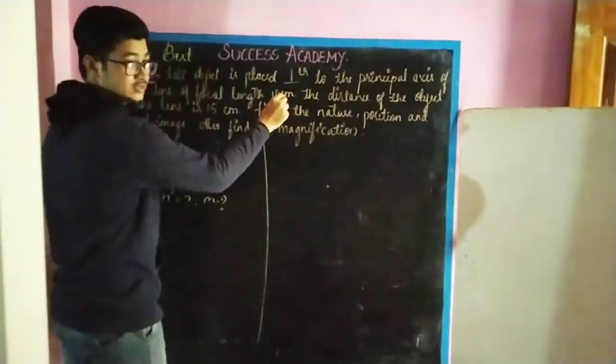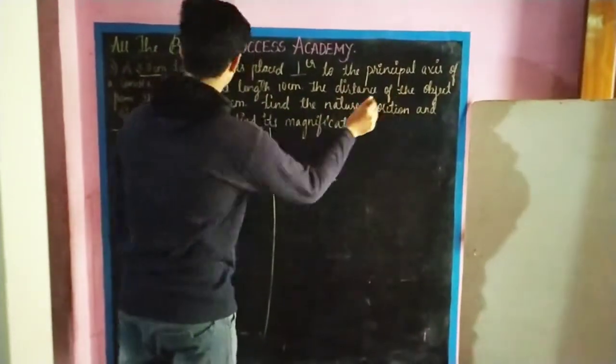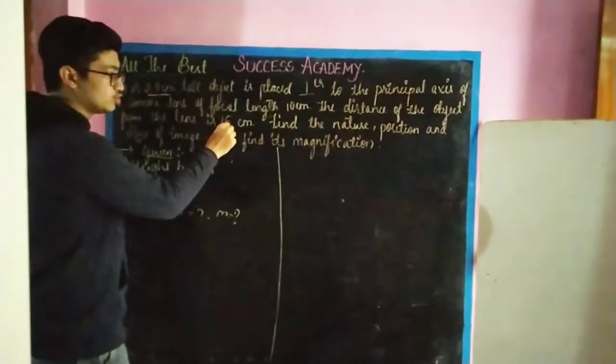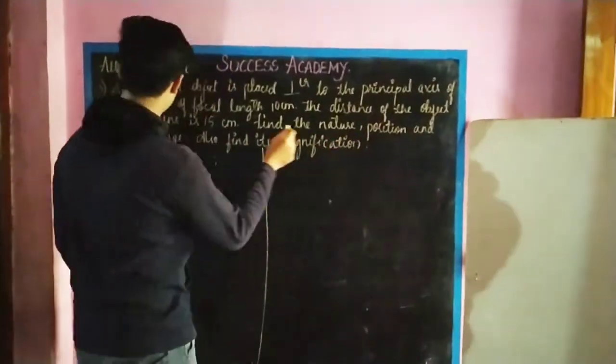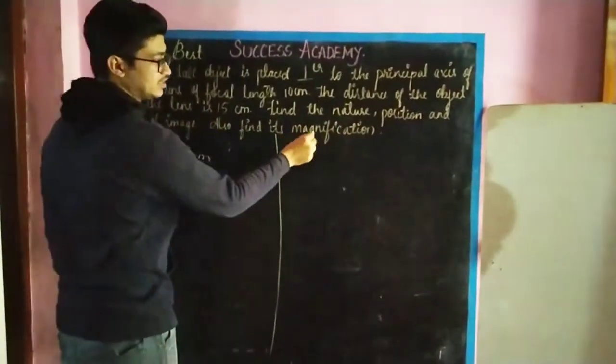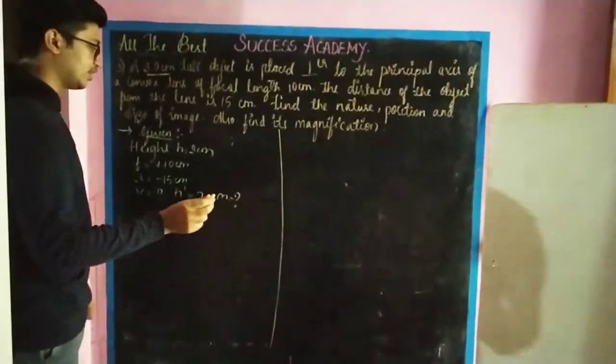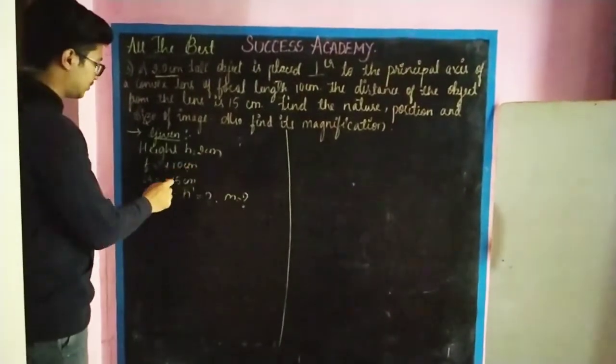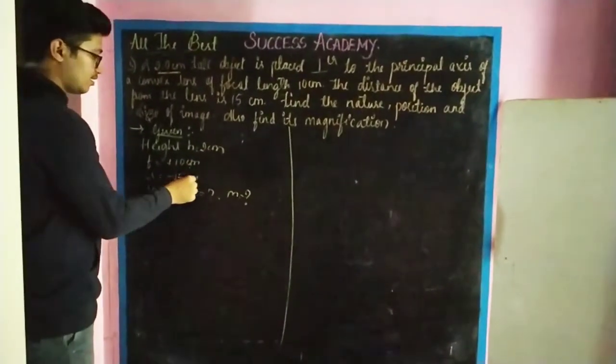Focal length f is given as 10 centimeter. The distance of the object from the lens is 15 centimeter. Object distance u is given as 15. Find the nature, position and size of the image. Also find its magnification. Okay, friends. What is given? Height h is 2 centimeter. Focal length is 10 centimeter. u, the object distance, is minus 15 centimeter.